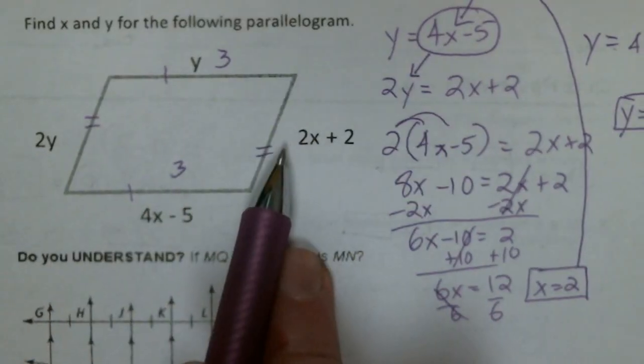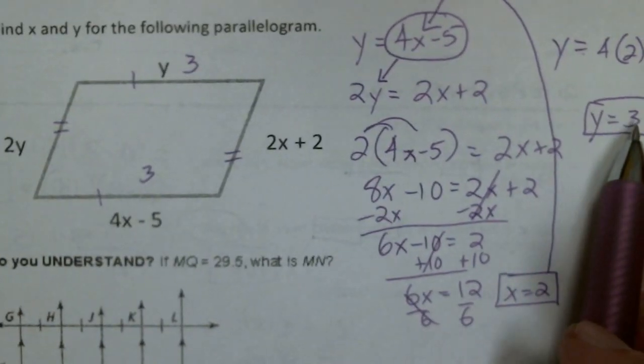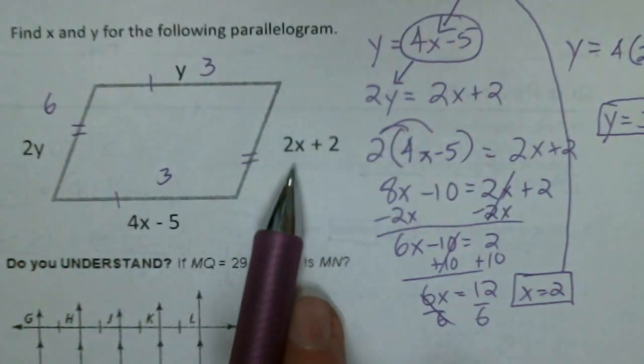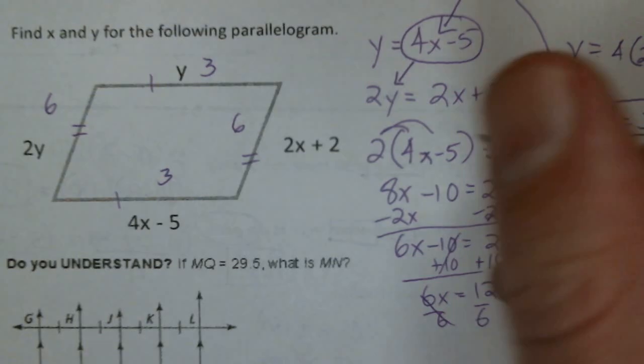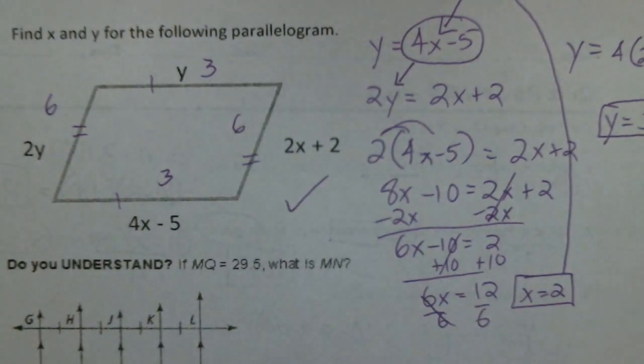The left and the right better be the same length. 2 times y, 2 times 3 is 6. And then 2 times x, 2 times 2 is 4. 4 plus 2 is also 6. Okay, so that checks out. So take those few extra seconds, guys, on your quizzes and tests, and go back and plug your answers back in on all the ones that you can to check and make sure you didn't make a careless mistake somewhere.